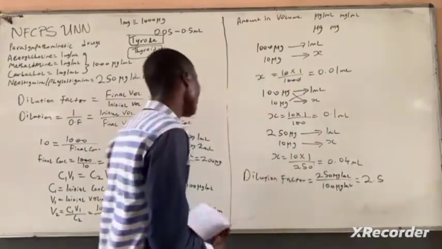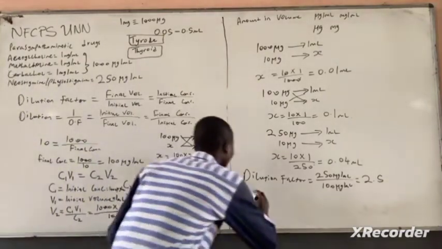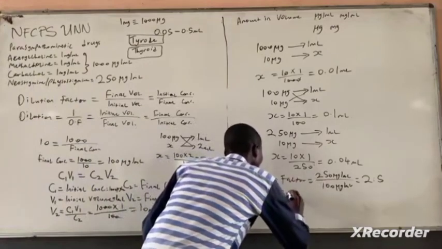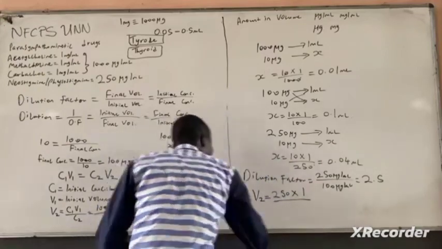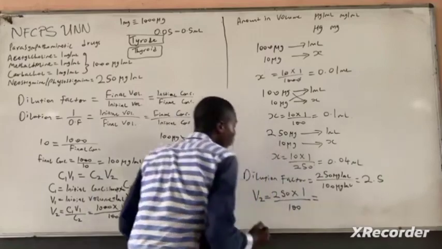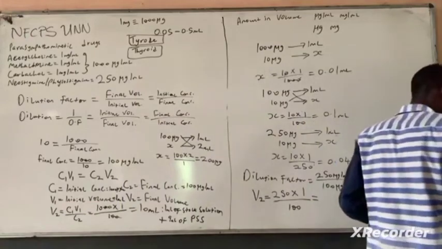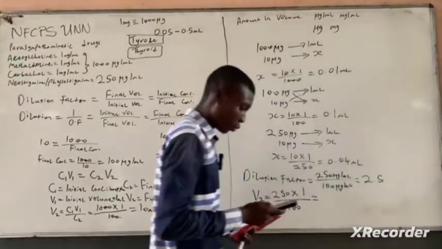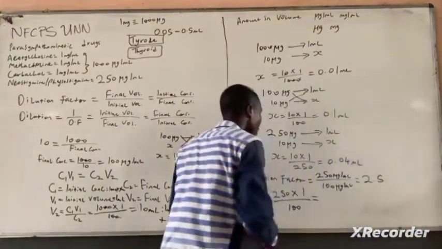So what volumes are we going to be using? We'll use our normal C1, V1, C2, V2. We're going to be using our V1 as 1 ml, so we can calculate what our V2 is supposed to be. So our V2 is equal to C1, in this context the initial concentration, 250, times 1 ml as our V1, over our C2, which is 100. Let me just run the calculation quickly. 250 divided by 100. Yeah, our final volume here is going to be 2.5 ml.